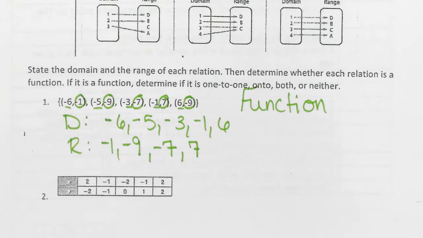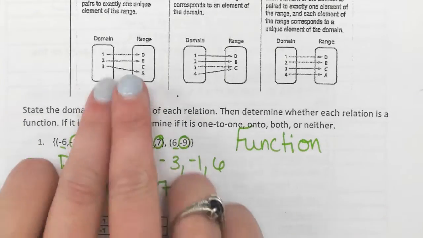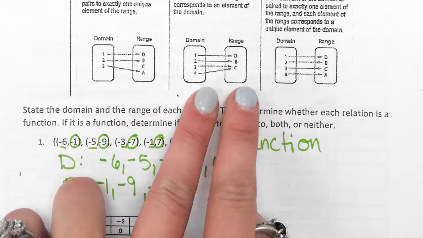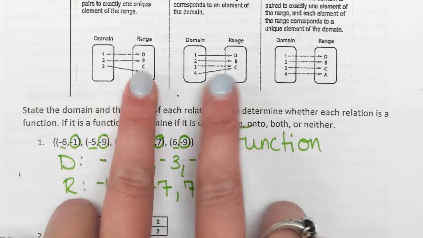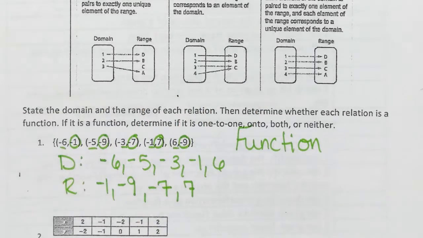Alright, find your partner. Go to your partner, and I want you to discuss what is different about this 1-to-1 graph versus this onto graph. Discuss the differences between these two. Go. Find your people and talk to them.